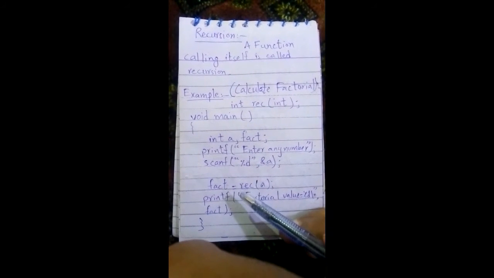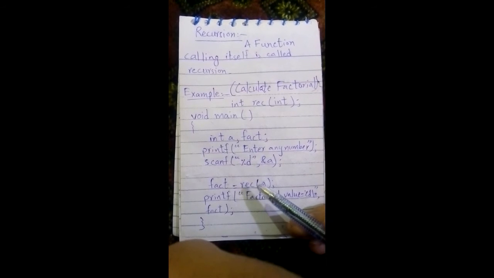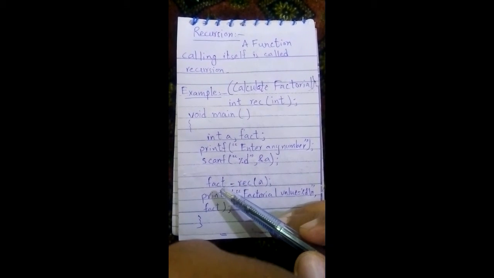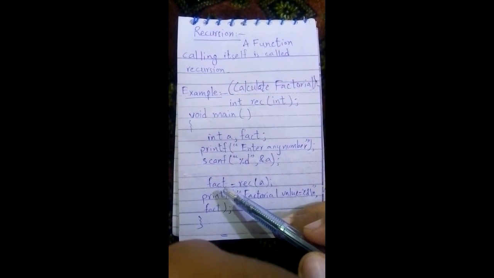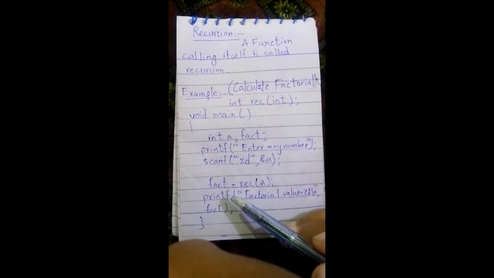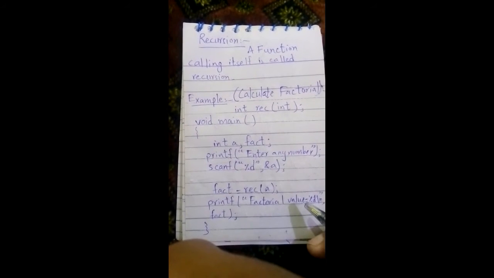Then we have this rec which calculates the factorial. a is passed as an argument. When it calculates the factorial, it is saved in the fact variable. Then at last it is shown on the screen. The factorial value is shown.